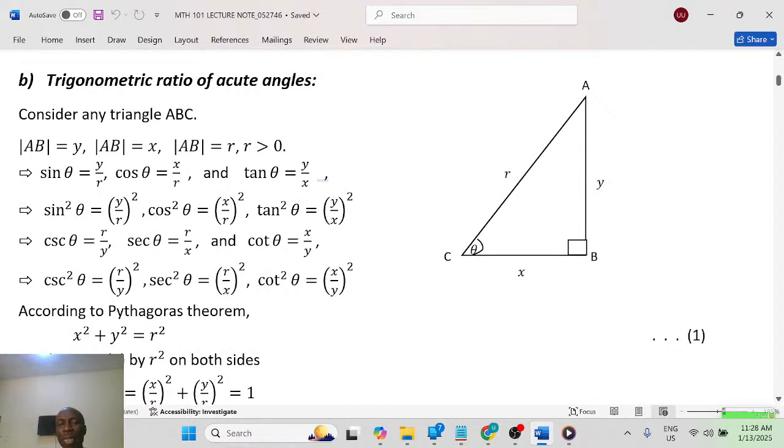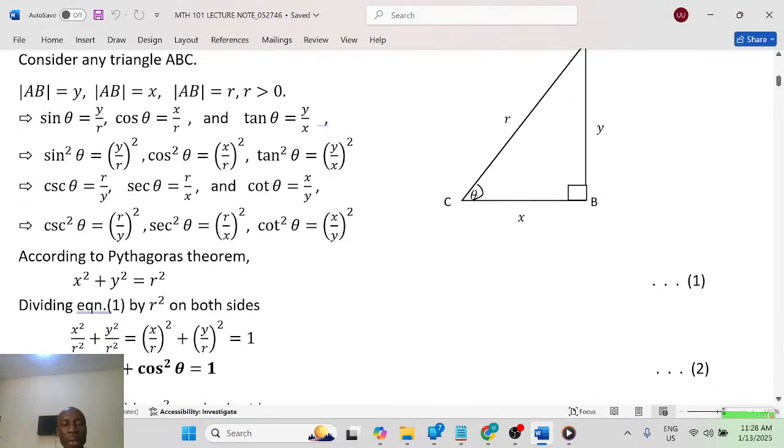The longest side, which is AC, that is the hypotenuse, is R. The other side, AB, is Y. BC is X. So from Pythagoras theorem, you have X squared plus Y squared equals R squared. That is equation 1. Now, if you divide equation 1 by R squared, it will give you X squared divided by R squared plus Y squared divided by R squared, which is equal to (X over R) raised to power 2 plus (Y over R) raised to power 2.